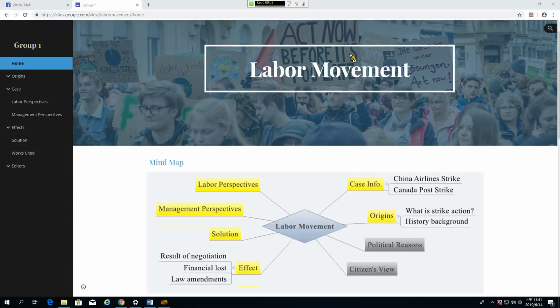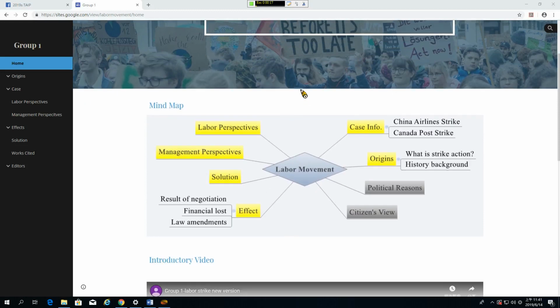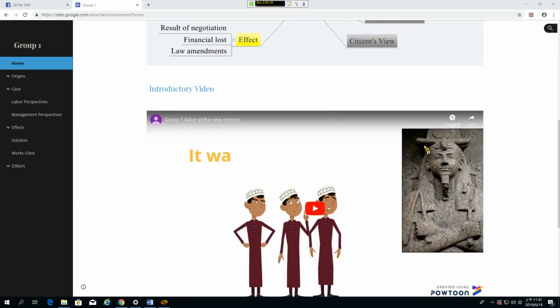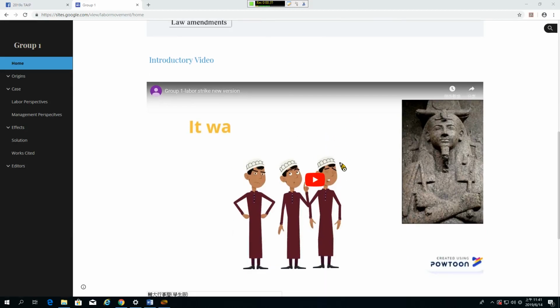Hey, hi everyone. We're the final group actually, and today we are going to introduce labor movement, and we mainly will focus on strike action in our presentation. The first part is our mind map in our homepage, and our section will be divided into these following parts. I'm going to show you a very short video about the definition of a labor strike.